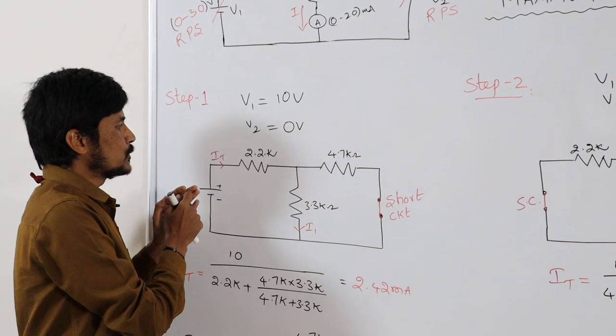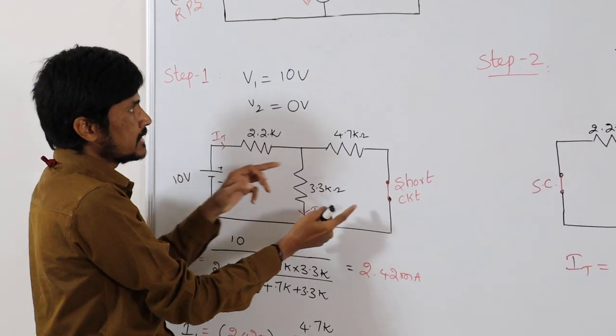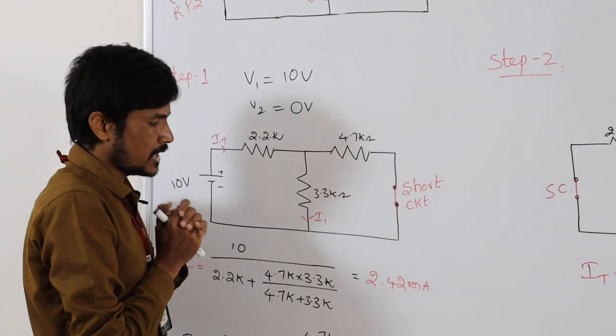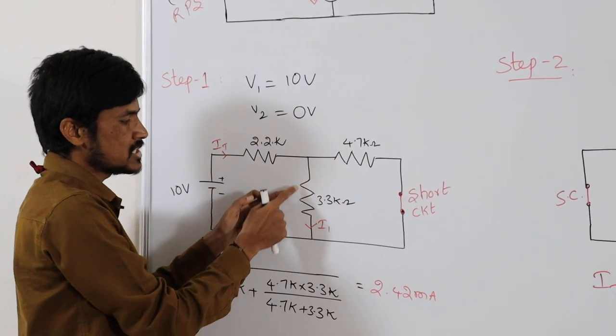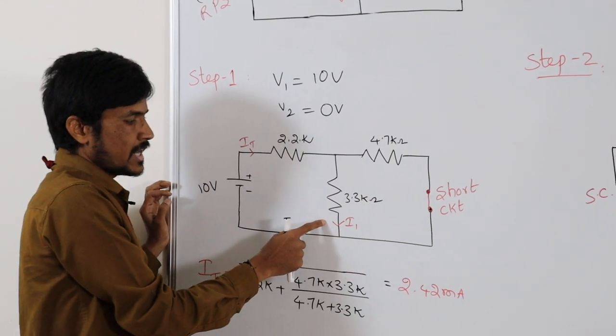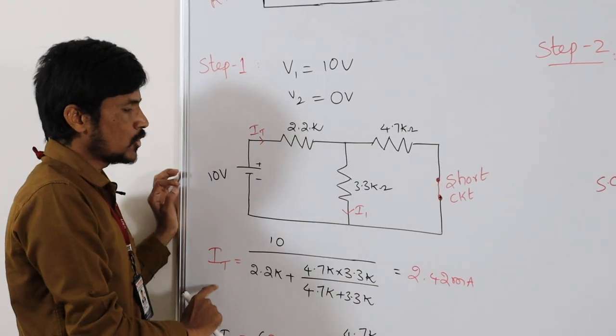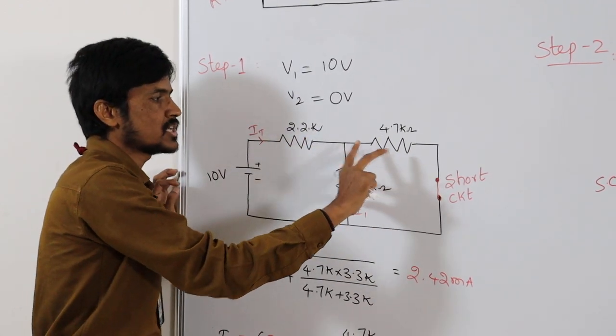Now we are going to draw the equivalent circuit of this one. So 10 volts, and this source is short circuited, and now we are going to find out the current in this branch I1. To find out the current in the I1 branch, first of all we need to know the total current in the circuit. So I total is equal to V divided by R equivalent in the circuit.